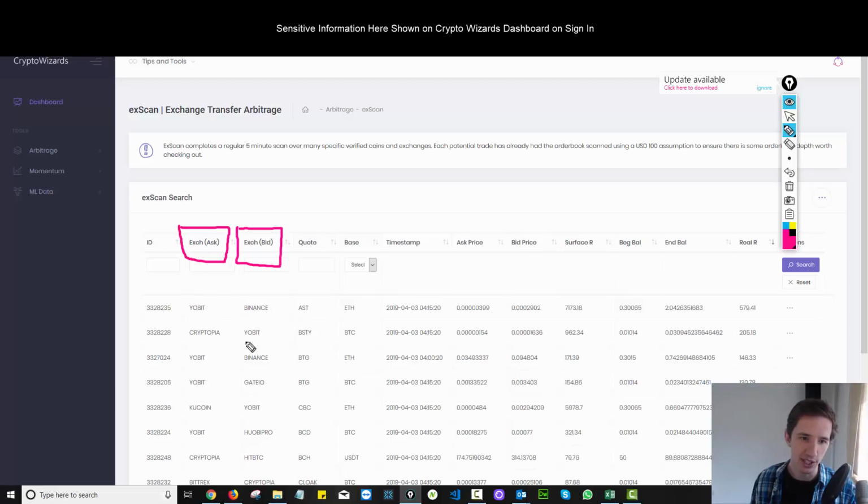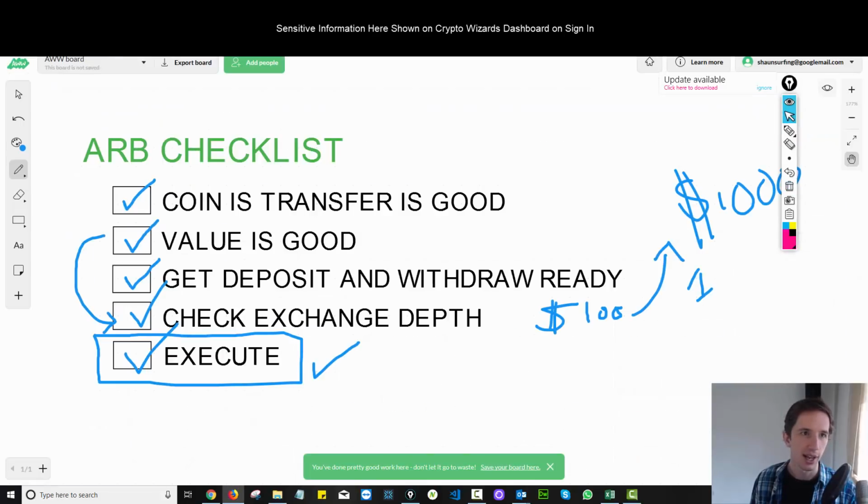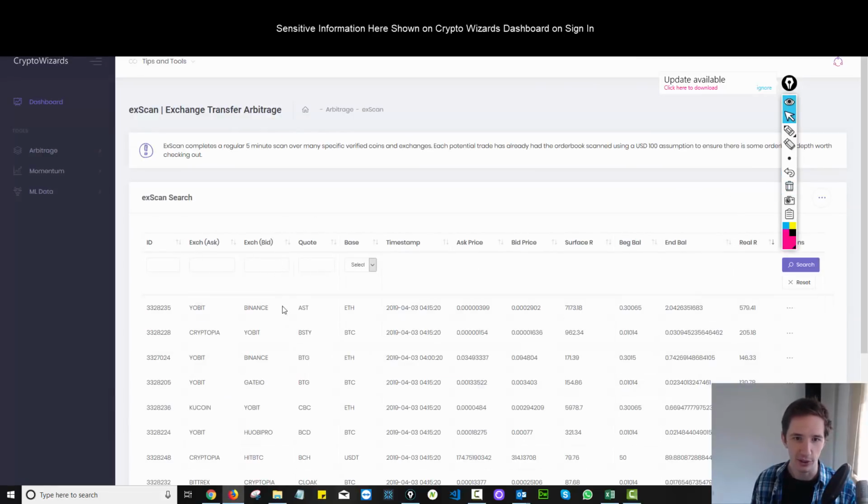So the minute you see this opportunity, you want to open up these two exchanges and go through the checklist. You want to go through all the things we have already spoken about. You want to make sure that you hit this checklist. And so that's what those two areas are doing.